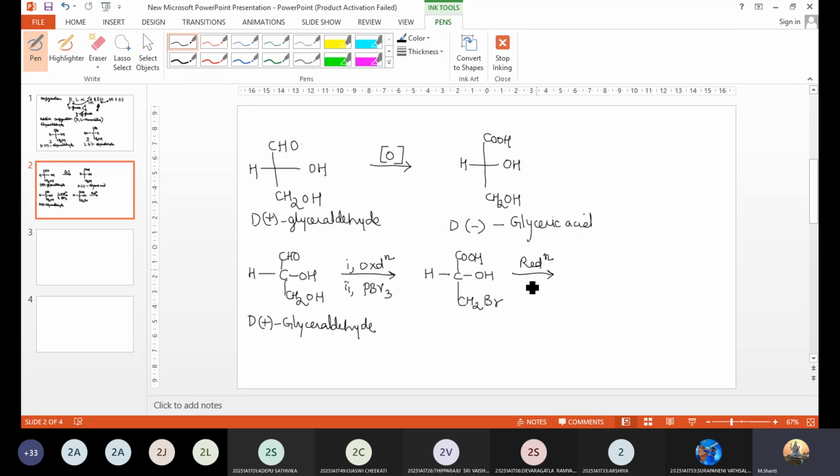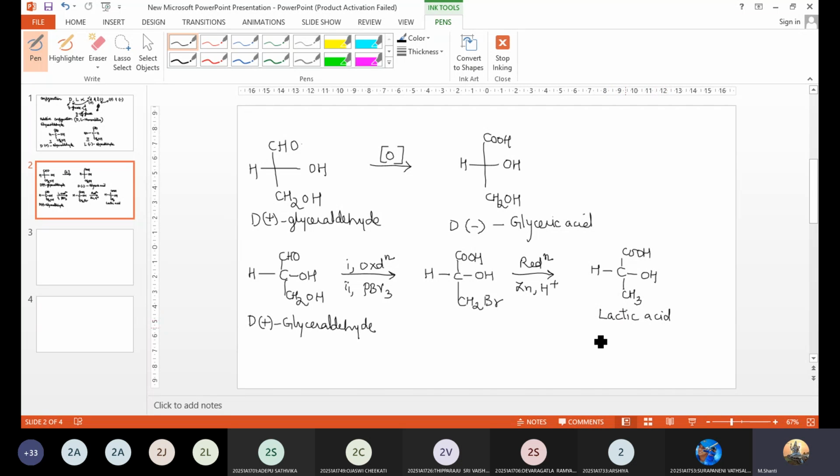This is subjected to reduction with zinc and H plus ions. Any guess what is the structure here? On reduction, you can see CH2Br is converted to CH3. Okay. So what is the name of this compound? This is your lactic acid. The final product is lactic acid.